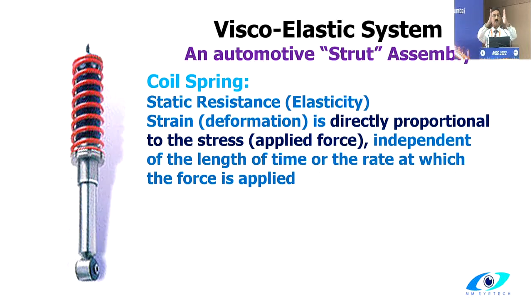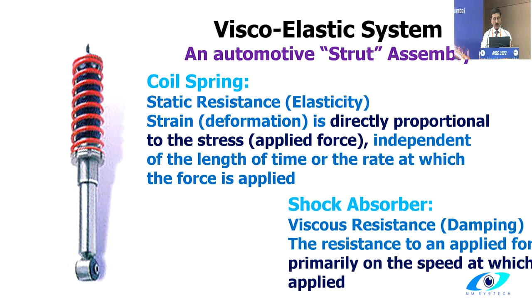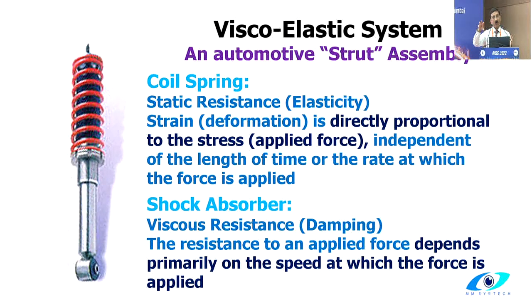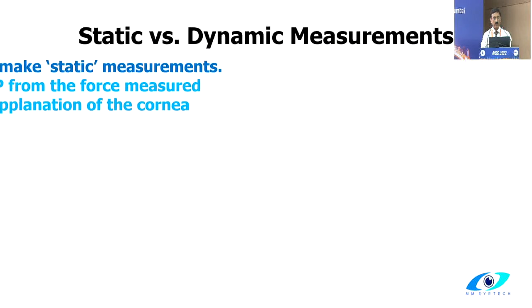So if you compress a spring, it doesn't matter how quickly you compress it, and it doesn't matter for how long you compress it. When you release it, it's going to come back. However, the shock absorbing or the viscous damping effect is completely different. The faster you apply the force, the more viscosity is going to resist that happening. And this resistance depends on the speed at which the force is applied. And it's a combination of this that provides the cornea its unique viscoelastic properties.